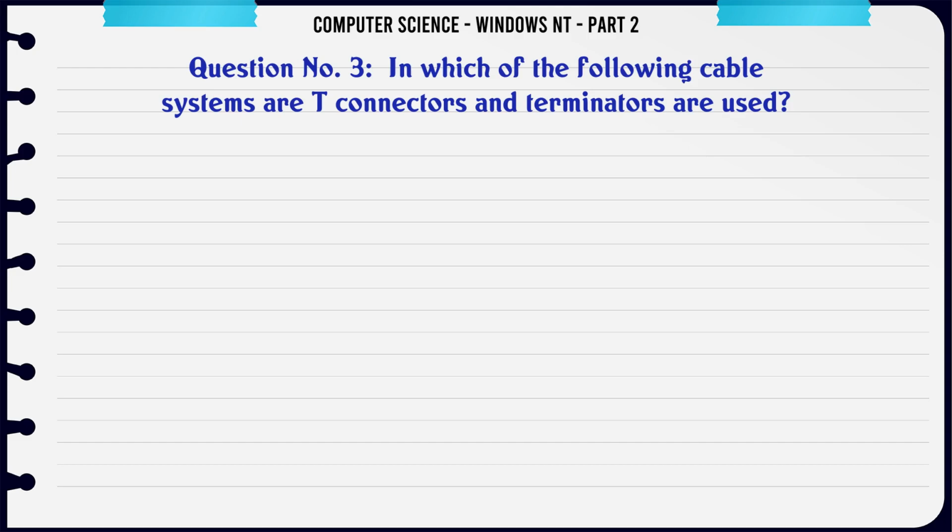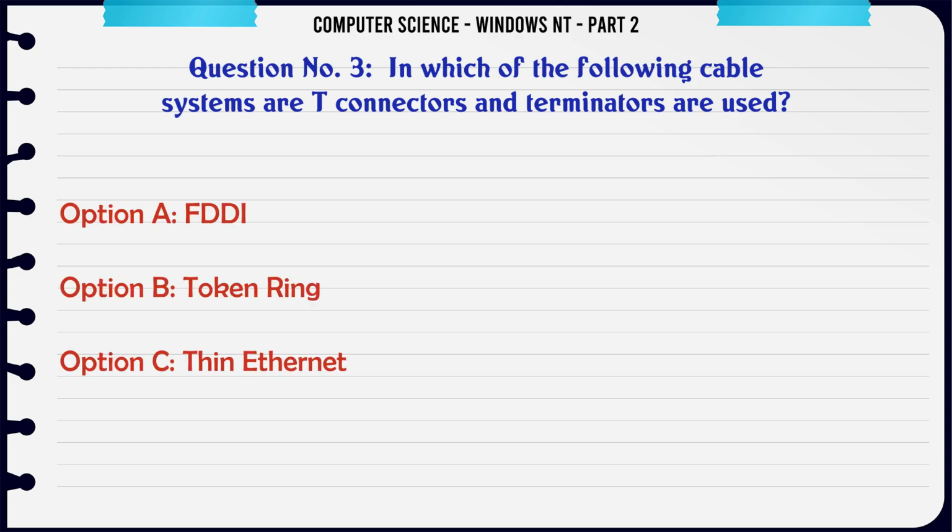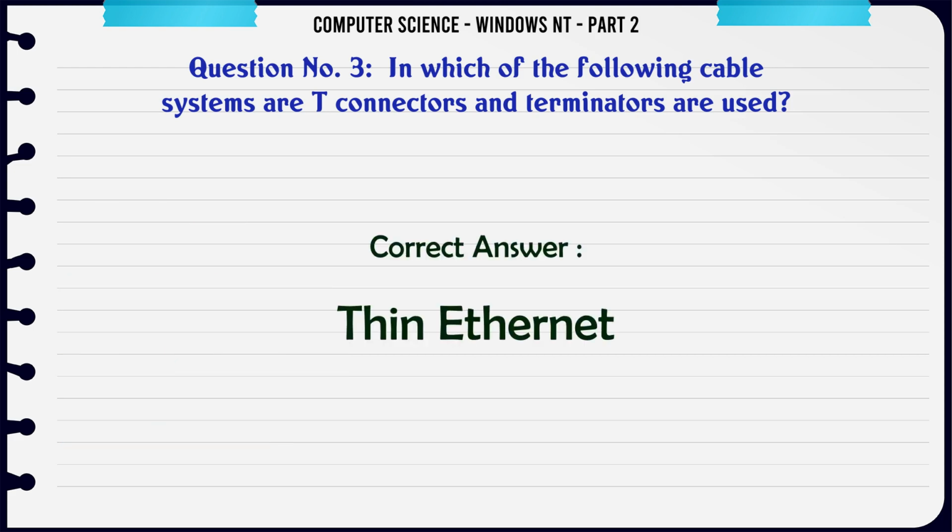In which of the following cable systems are T-connectors and terminators used? A. FDDI, B. Token ring, C. Thin Ethernet, D. Low ST. The correct answer is Thin Ethernet.